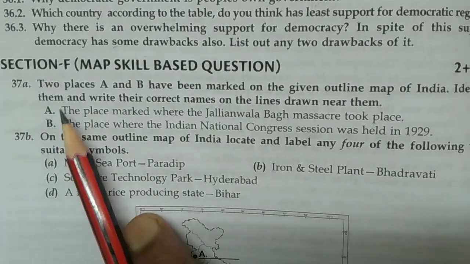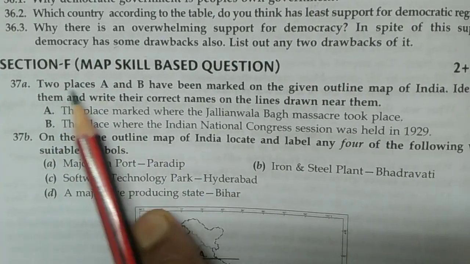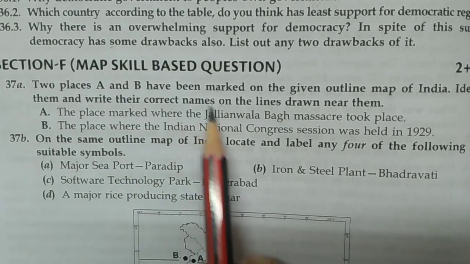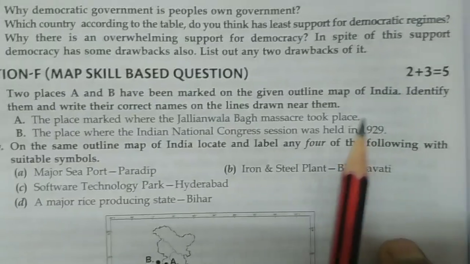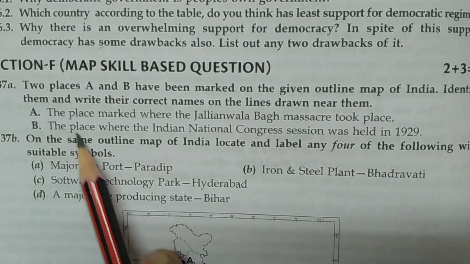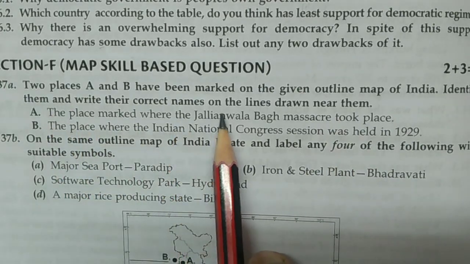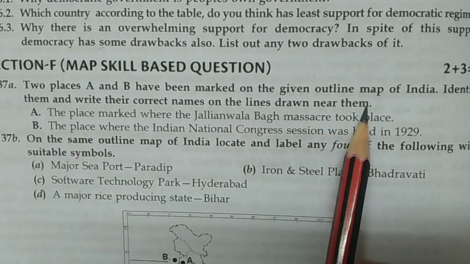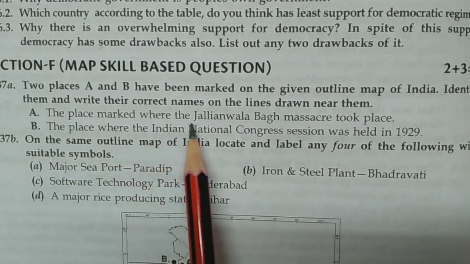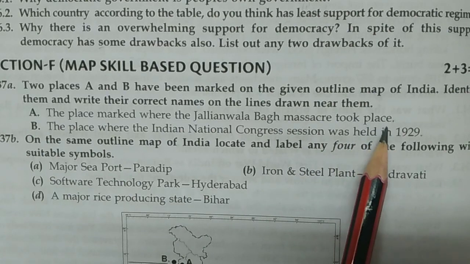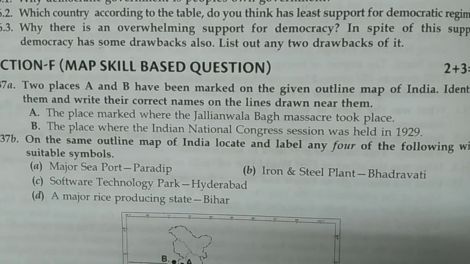It's 37.A. It says that 2 places A and B have been marked on the given outline map of India. Identify them and write their correct names on the lines drawn near them. So A is the place marked where the Jallianwala Bagh massacre took place. We have read just this incident right now in this case study.